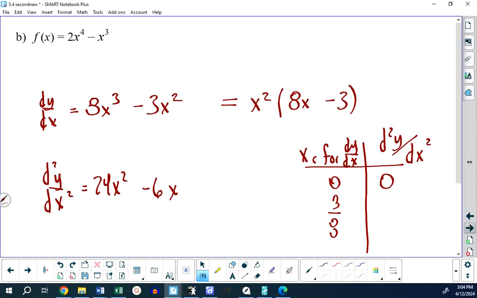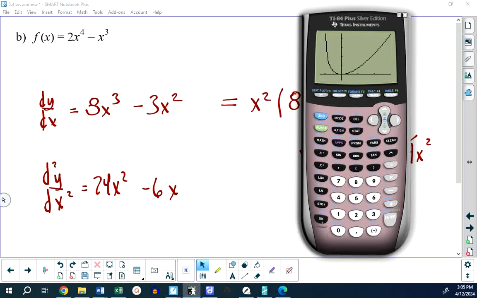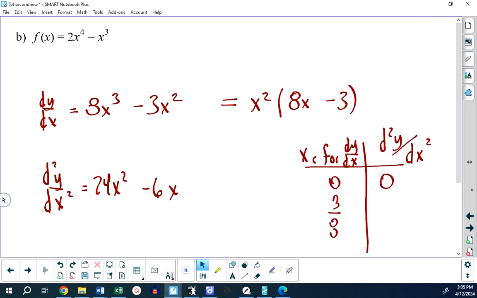When I put 3/8 in, we're putting it into the second derivative. I couldn't tell you. You're going to have to crunch those numbers for me. Can't do it. You're getting a positive result. I hope you get the same number I do. So what that tells us is that at 3/8 there's a minimum because a positive second derivative is concave up.